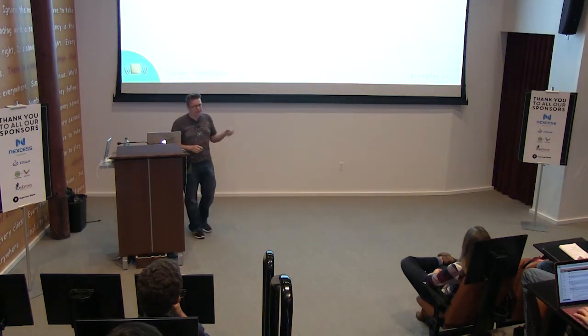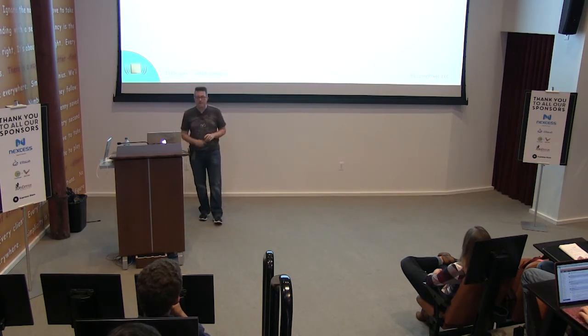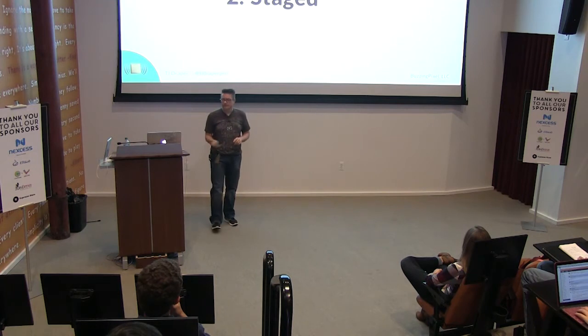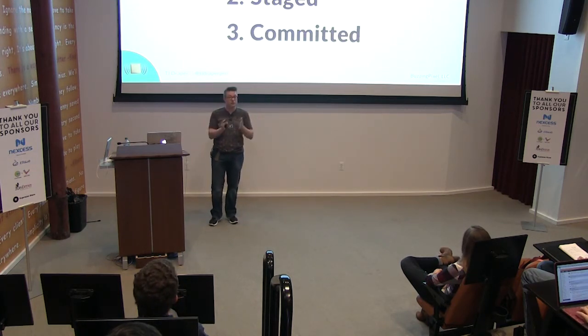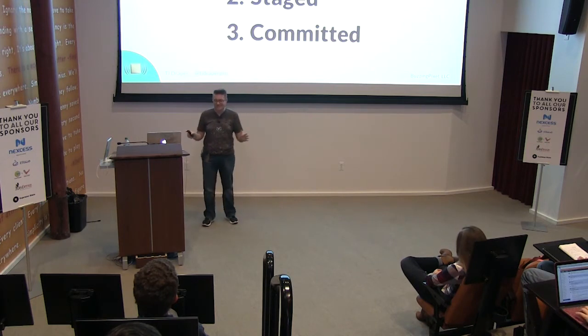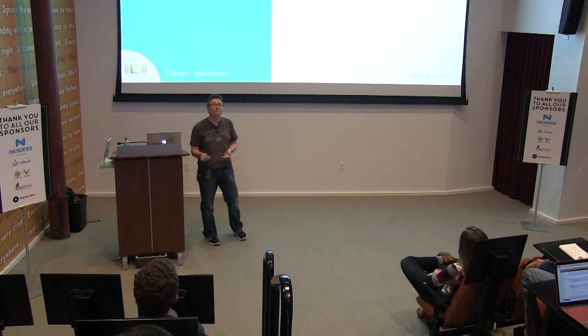Git files have 3 states that they can be in. They can be modified, they can be staged, and they can be committed. Those are the 3 states that, as far as Git is concerned, your files exist in.